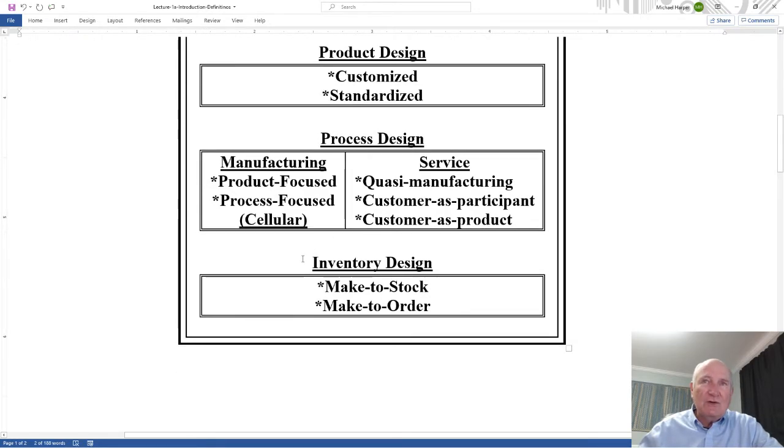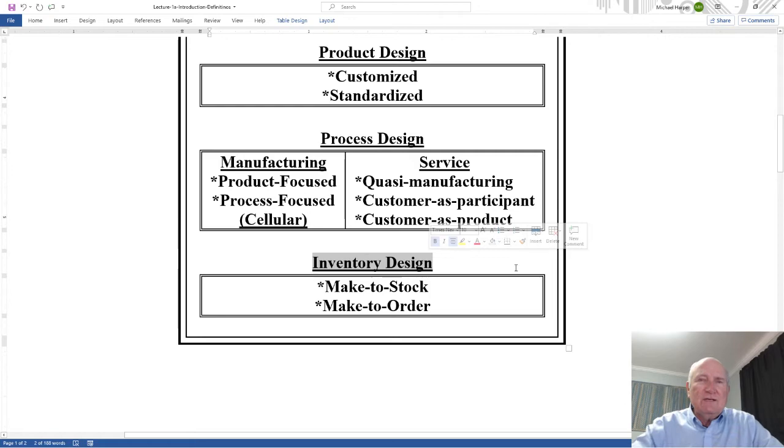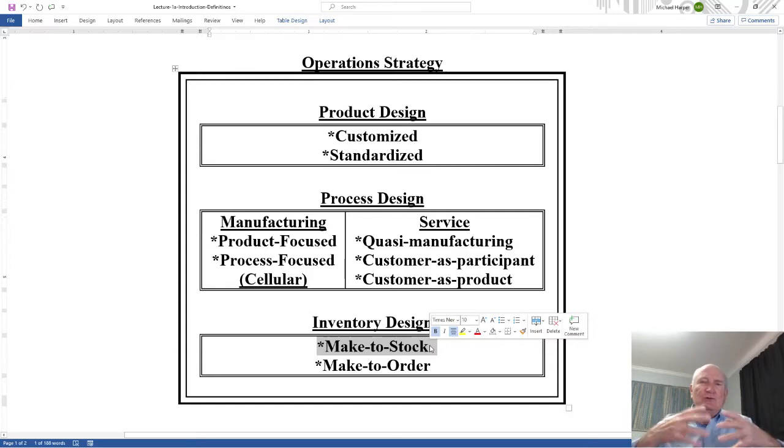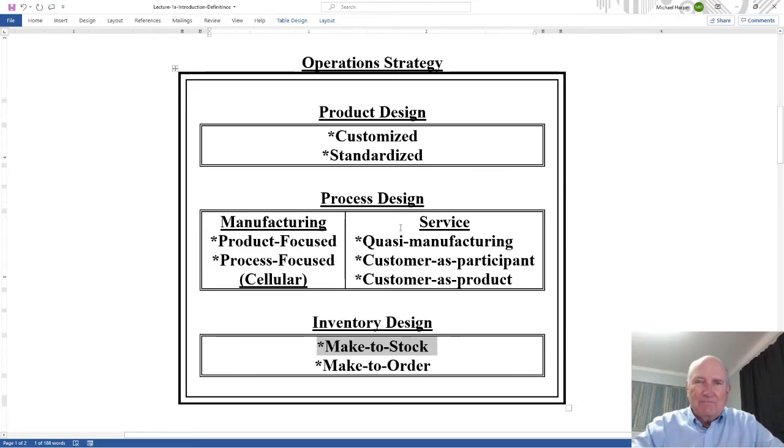Finally, you have inventory design. Now, inventory design is how you manage your inventory. We have two different kinds here, make to stock and make to order. Well, make to stock simply says I'm going to produce my operations, my process is going to produce a product to create inventory, and then demand is met out of inventory.